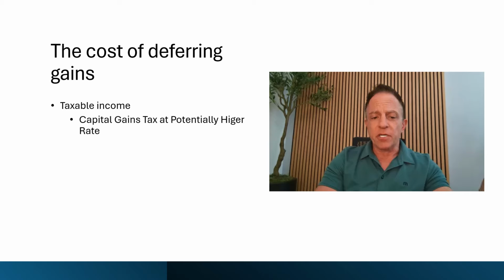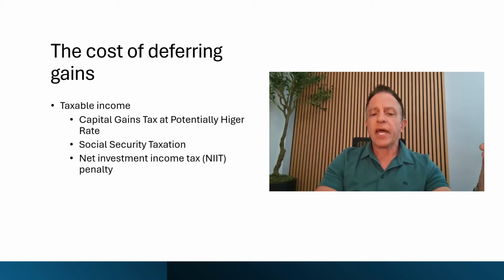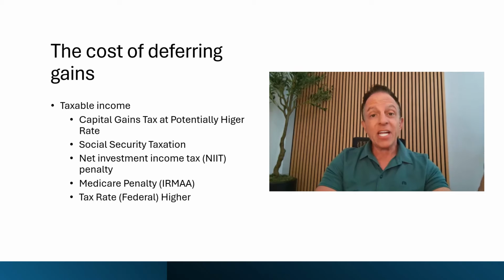If I have taxable income, it's going to potentially trigger these higher tax rates: Social Security tax, net investment income tax, and the Medicare penalty. That is a big one. That could reach upwards of $9,000, $10,000, $12,000 a year in additional penalty.